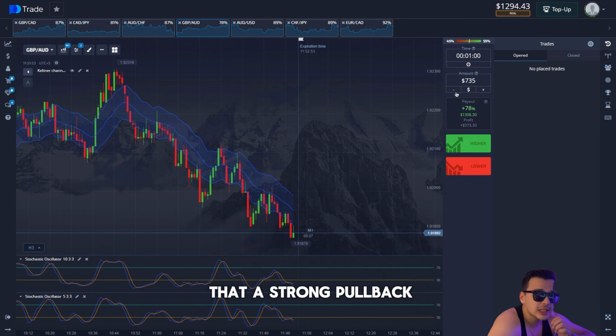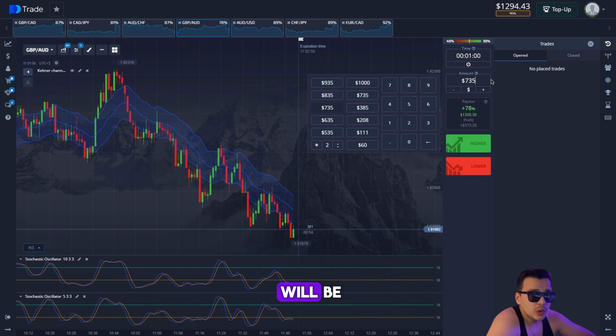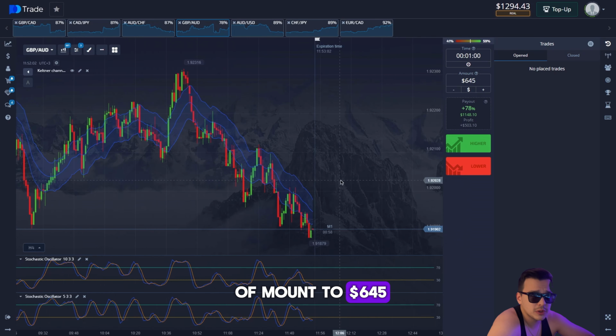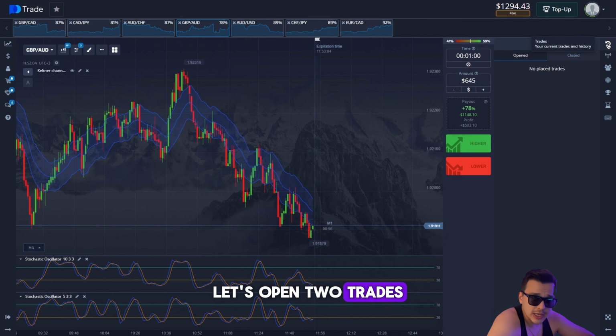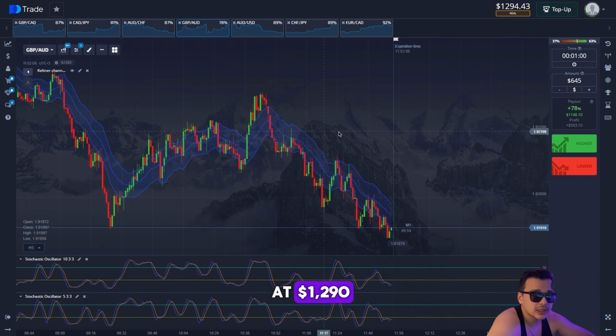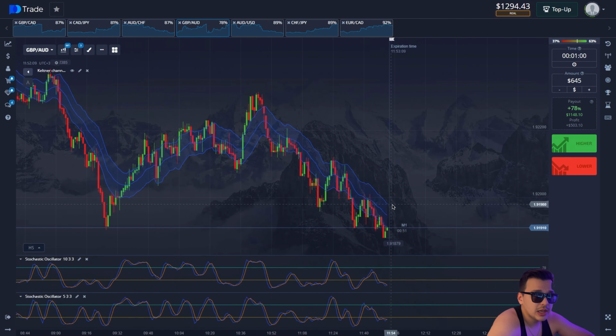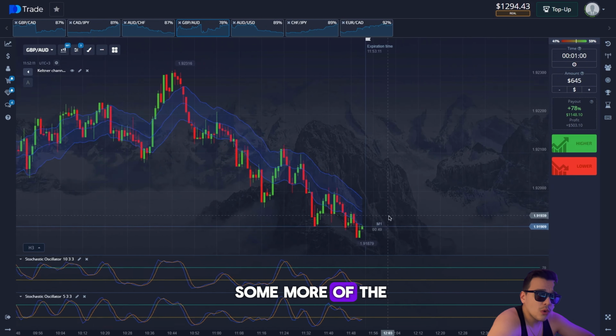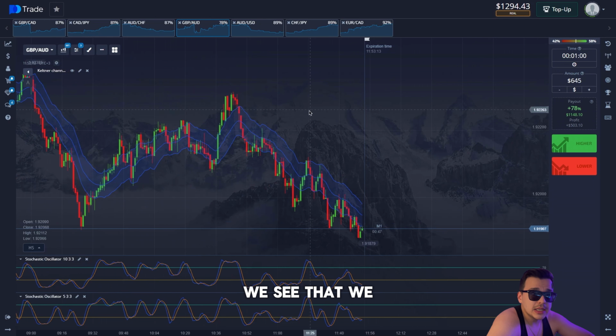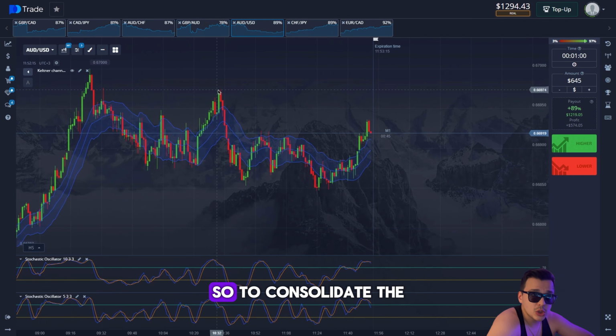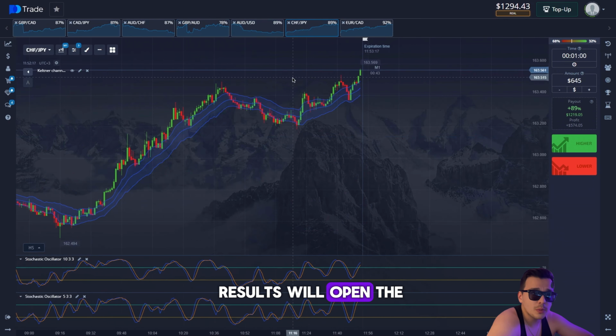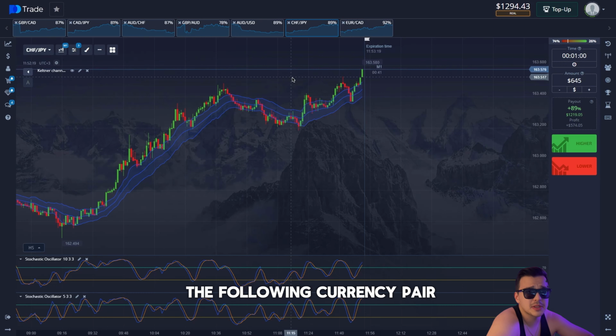I think that a strong pullback will be, but not that much, to be honest. Let's change the value of the amount to $645. Let's open two trades at $1,290. Let's try to open some more of the same deal. We see that we still have pullbacks. So, to consolidate the results, we'll open the same deal. And let's pick up the following currency pair.